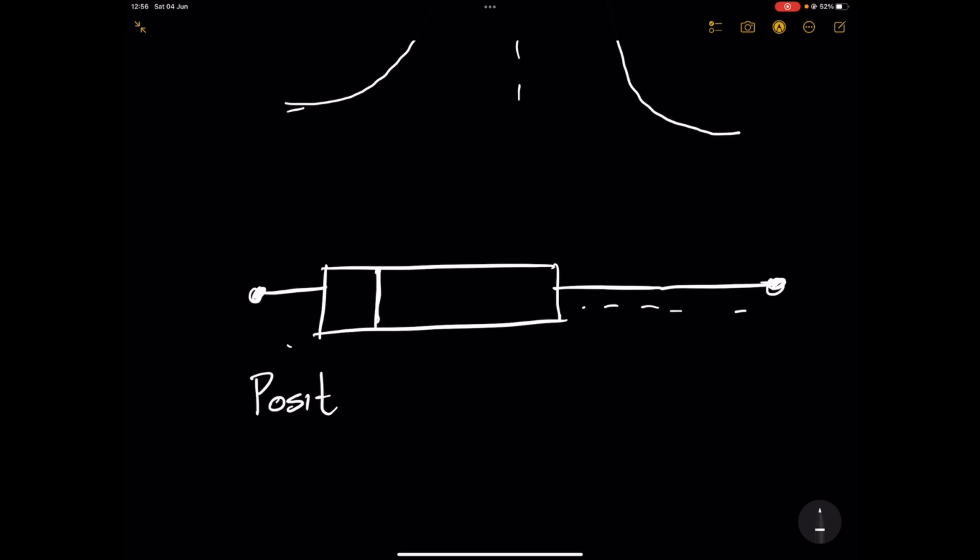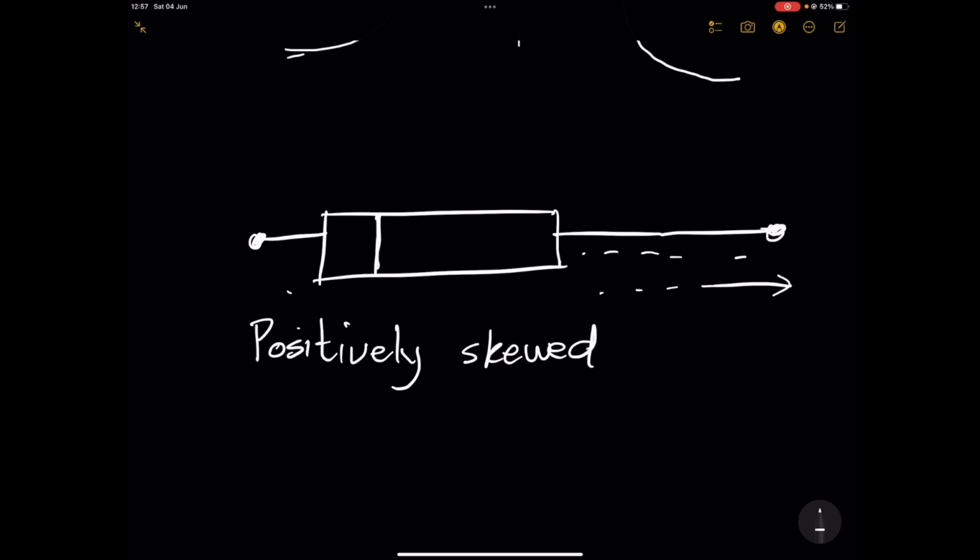If you think about it, we said it is more spread to the right. Usually in your Cartesian plane, your right is more your positive side. So we say this is positively skewed data. Okay, so this is positively skewed. Now, what does that mean?